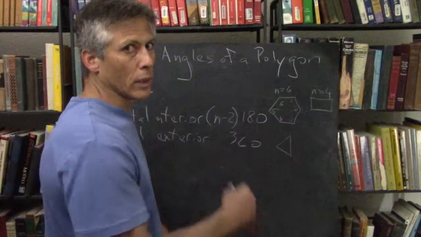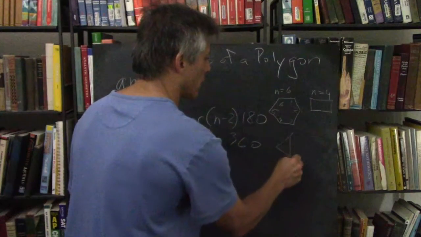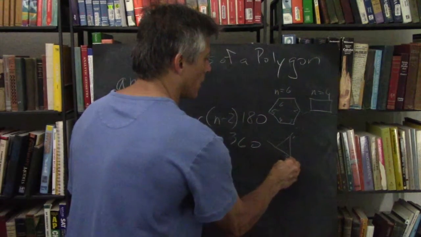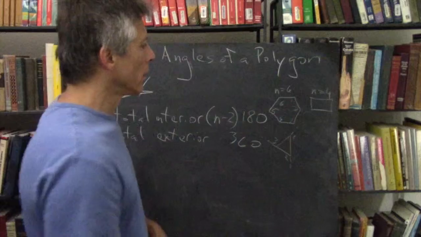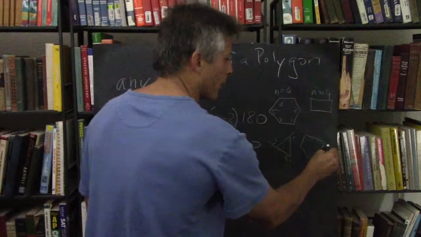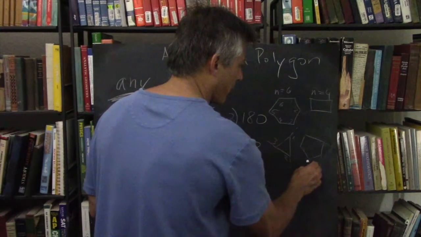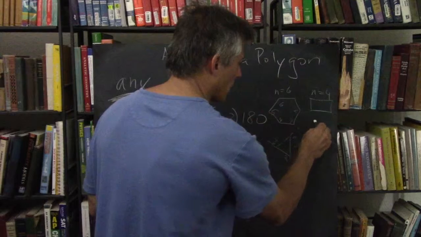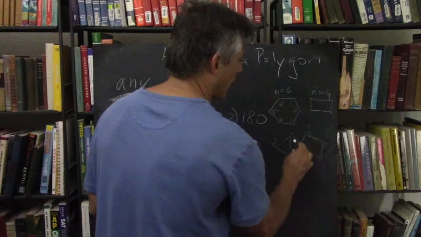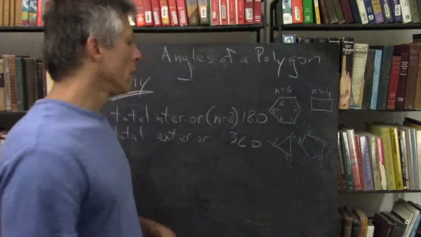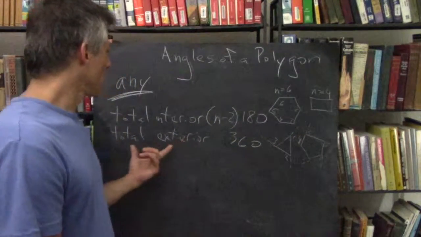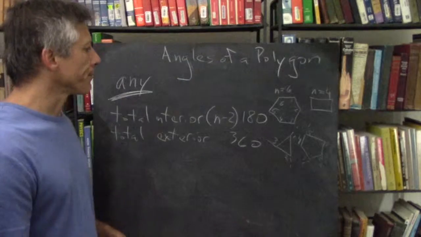We have a triangle. If we go around in one direction, extending the sides, these angles out here add up to 360. For a pentagon, same thing. One, two, three, 4, 5 exterior angles, and those 5 will add up to 360. That's the total exterior angle measure.